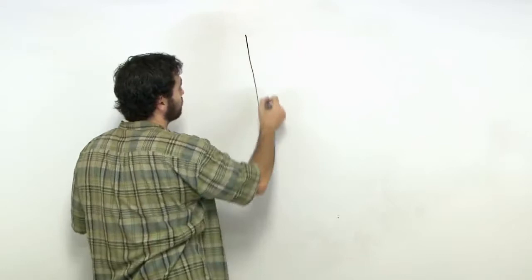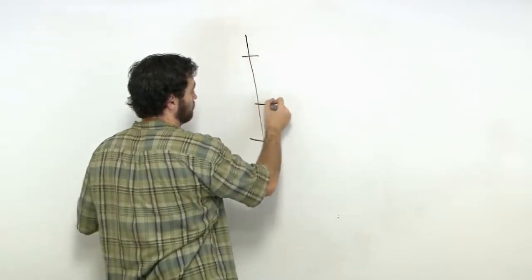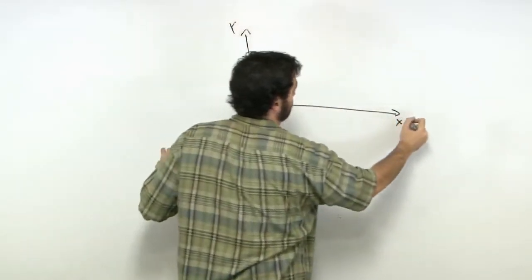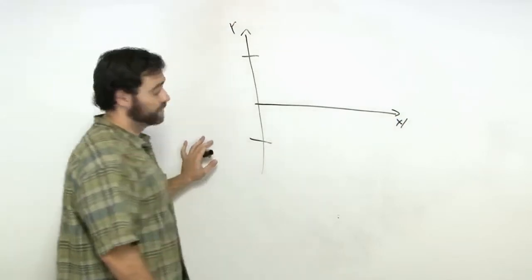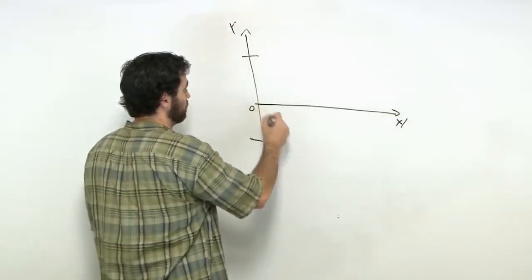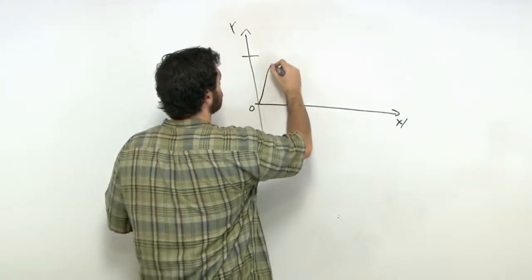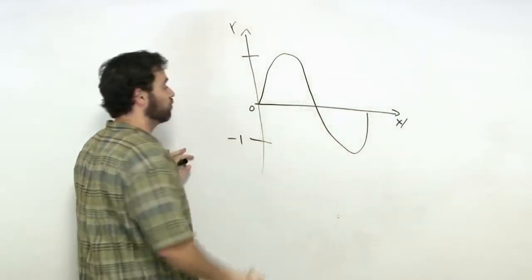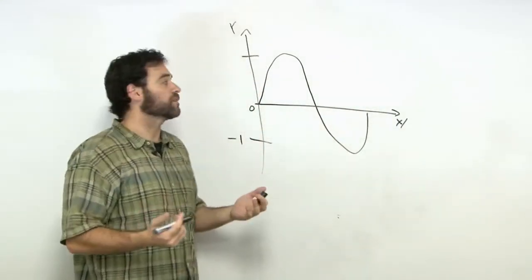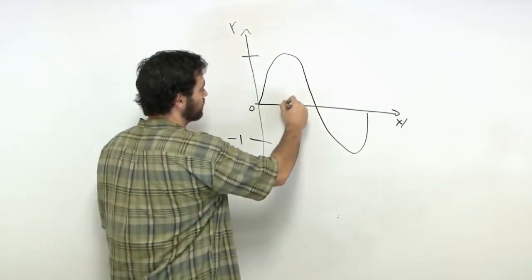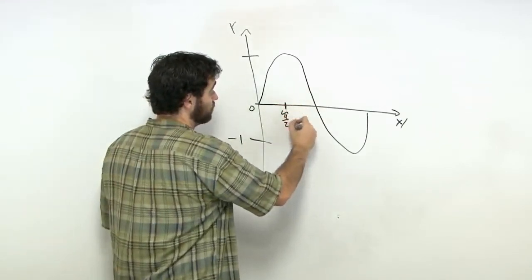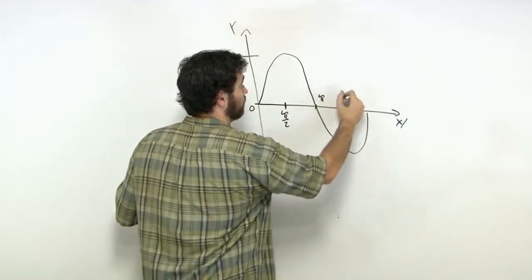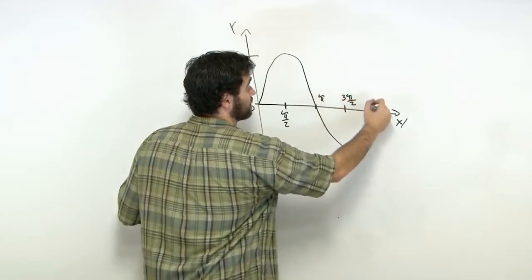Here's our x, here's our y. Okay, so we take a look at the standard sine curve. Here's 0. It's -1. Of course when you put this in your graphing calculator you get a better picture of it, but there are certain points, like we know this is pi over 2, this is pi, this is 3 pi over 2, and this is 2 pi.